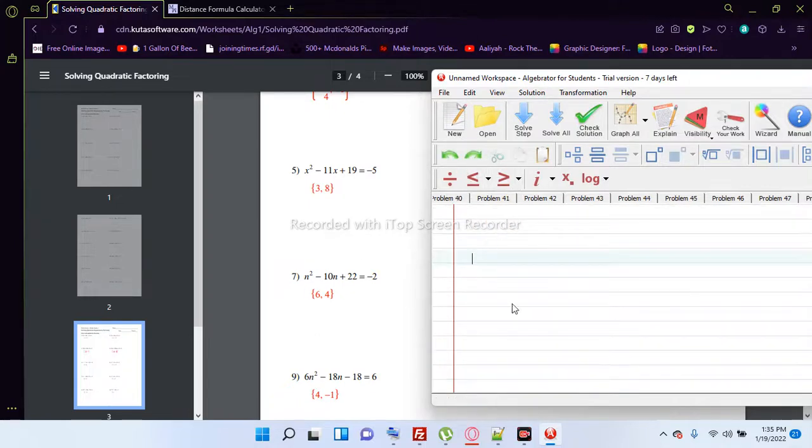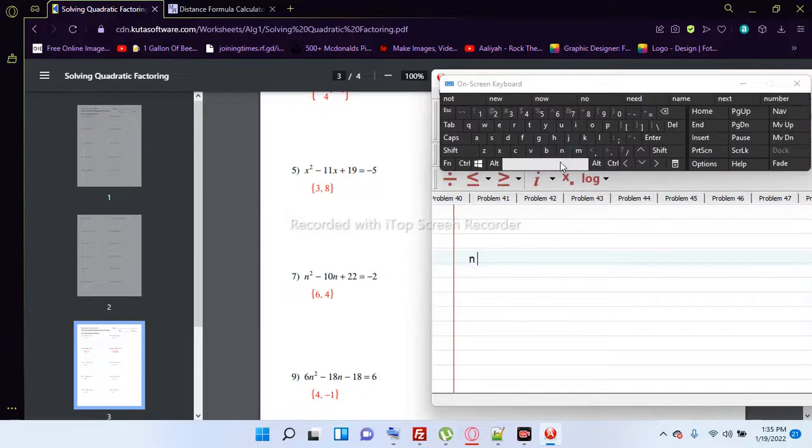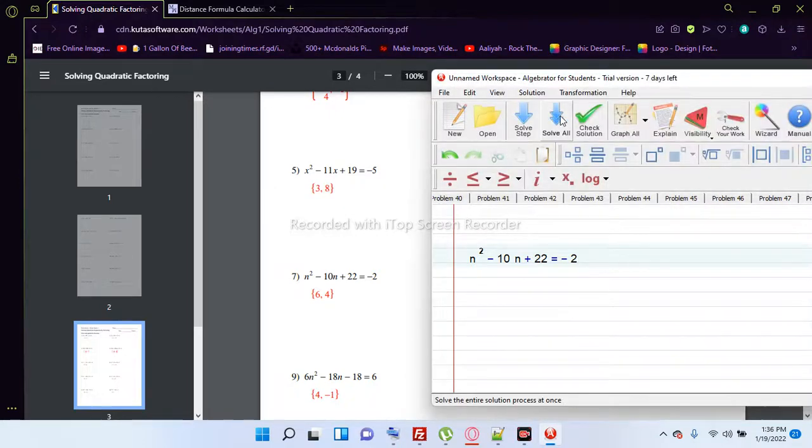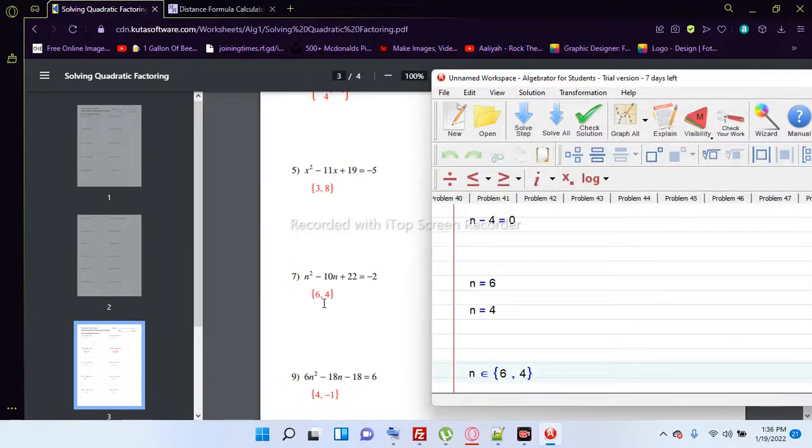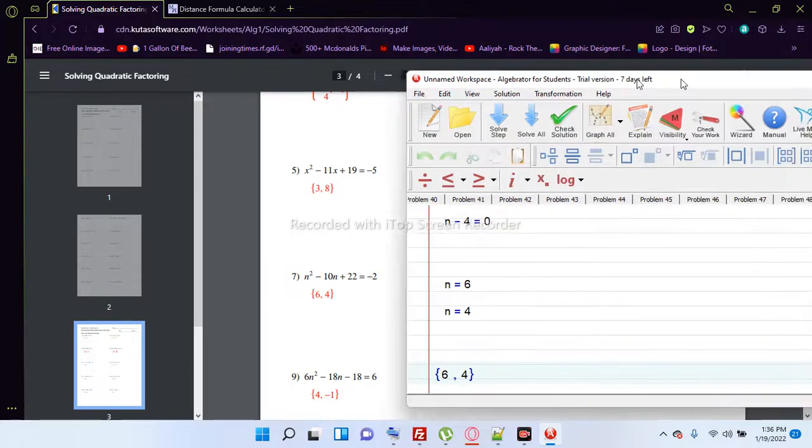We'll do n squared. N, shift with the 6 key for squared. Double click it in the front. Minus 10n, plus 22, equals a negative 2. Then you solve it all, and it's 6 and 4. Like I said, I'm running out of time here.